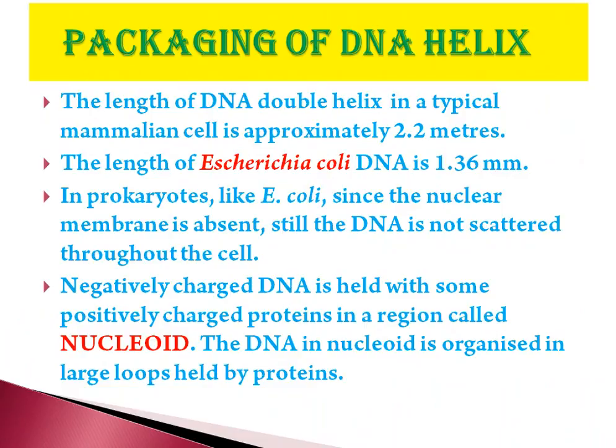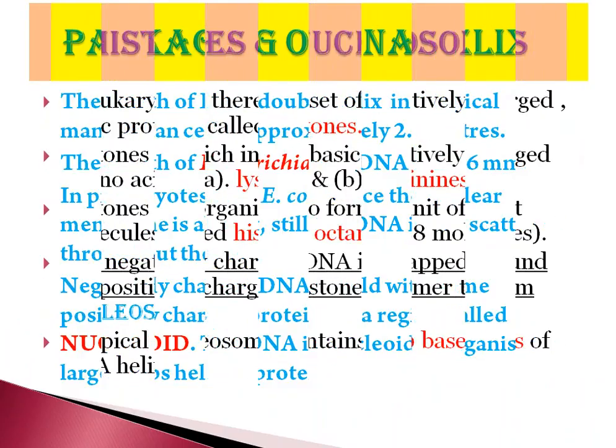The length of DNA double helix in a typical mammalian cell is approx 2.2 meter, whereas the length of Escherichia coli DNA is about 1.36 millimeter. In prokaryotes like Escherichia coli, since the nuclear membrane is absent, still the DNA is not scattered throughout the cell. Negatively charged DNA is held with some positively charged proteins in a region called nucleoid. Nucleoid is nucleus of prokaryote. The DNA in nucleoid is organized in large loops held by proteins.